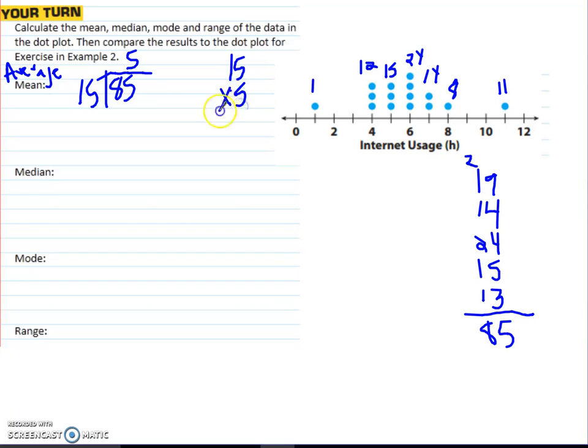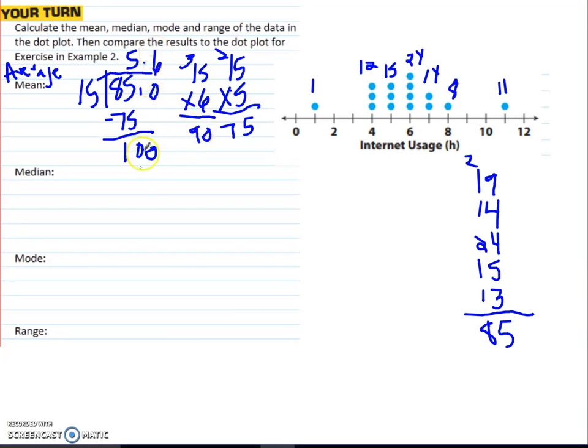15 times 5 is going to get me 75. We'll subtract. Decimal, decimal, 0. We're going to go 6 times. 15 times 6 is going to get me 90. When we subtract, we notice a pattern. This is going to repeat, so it's going to be 5.6 with a line over it.